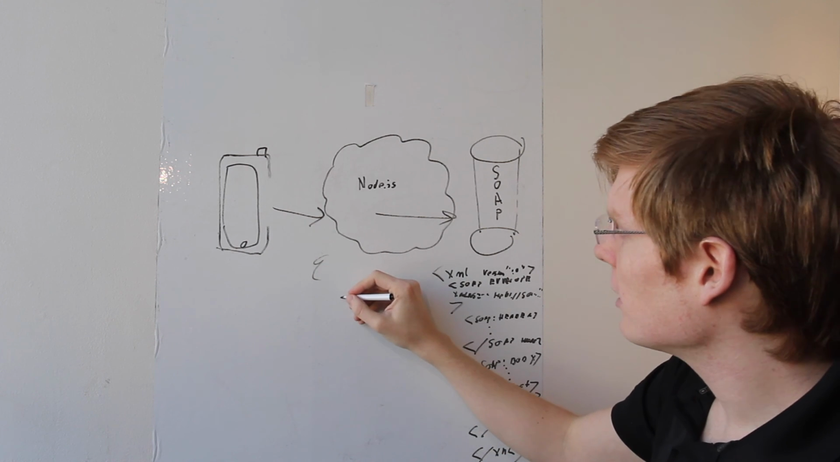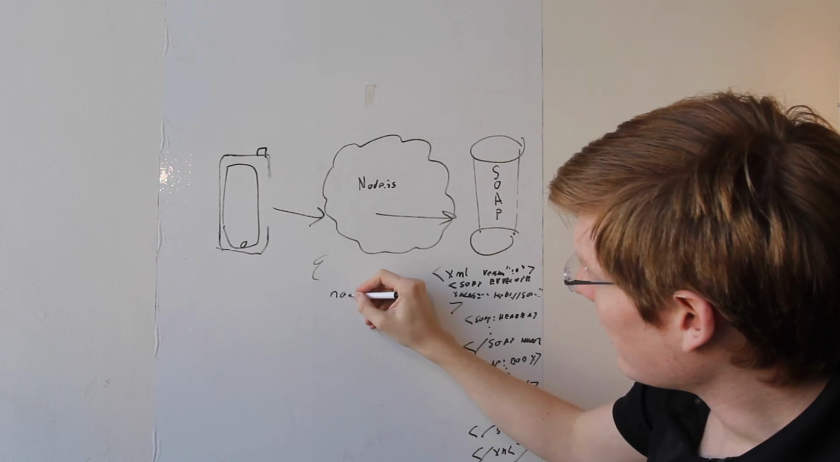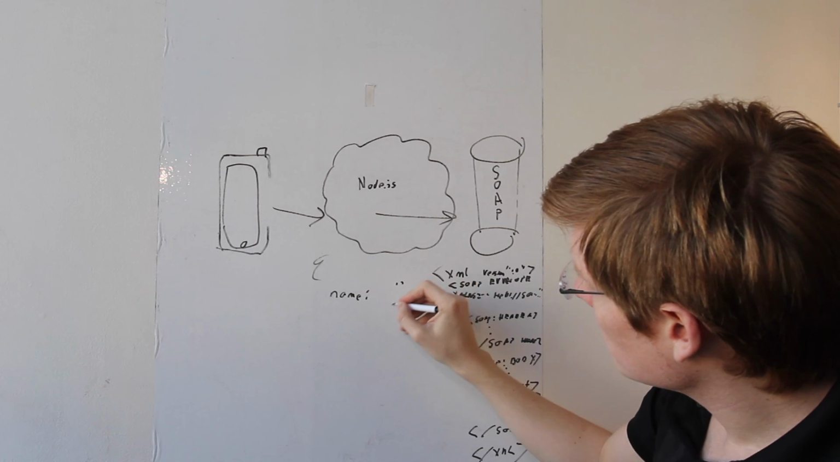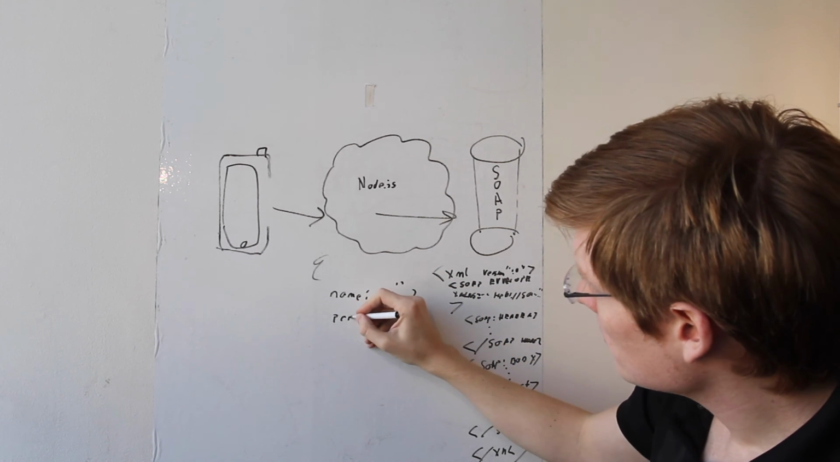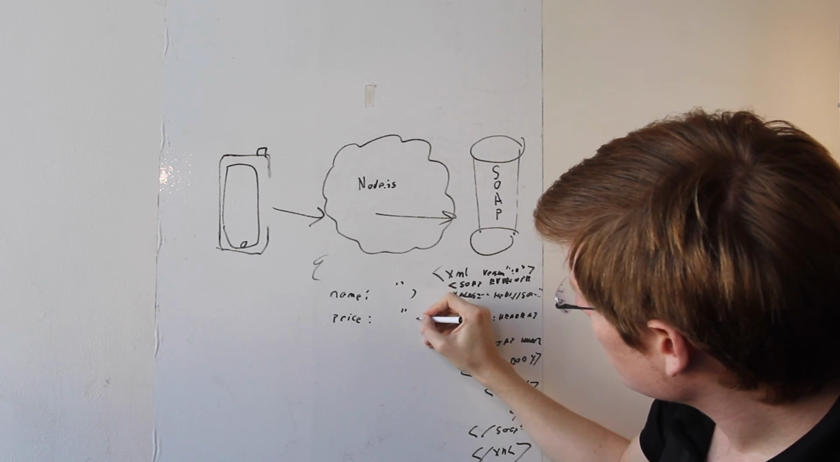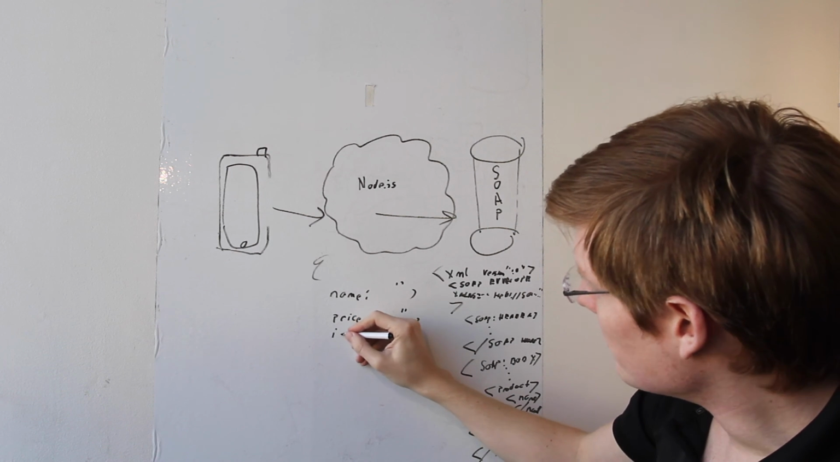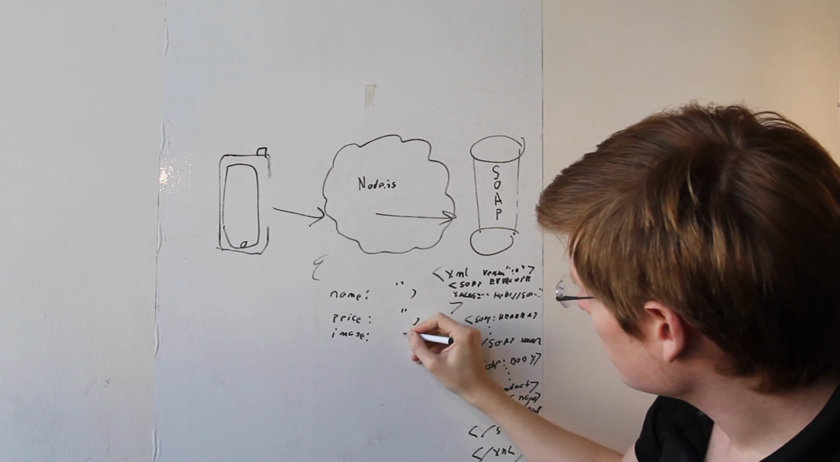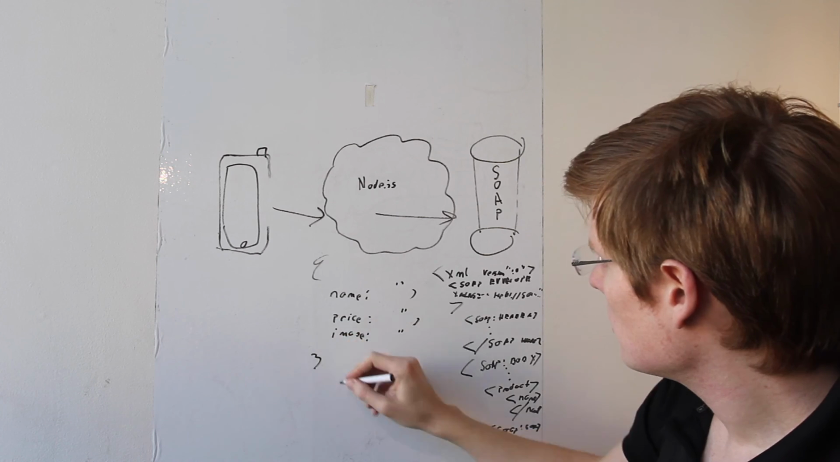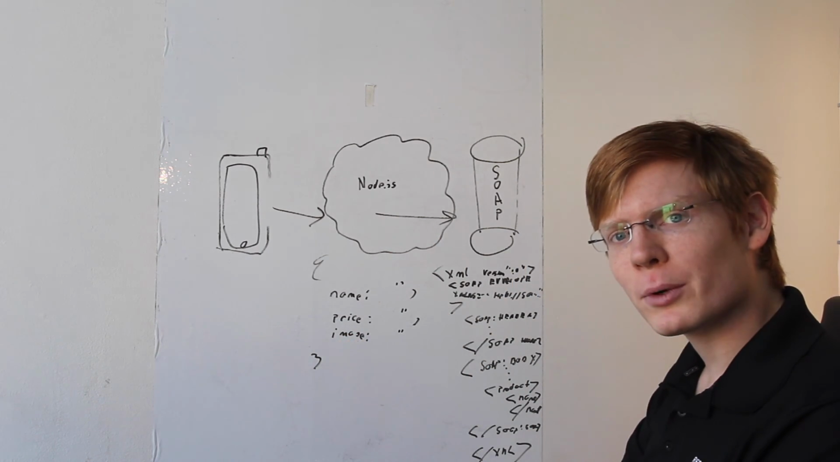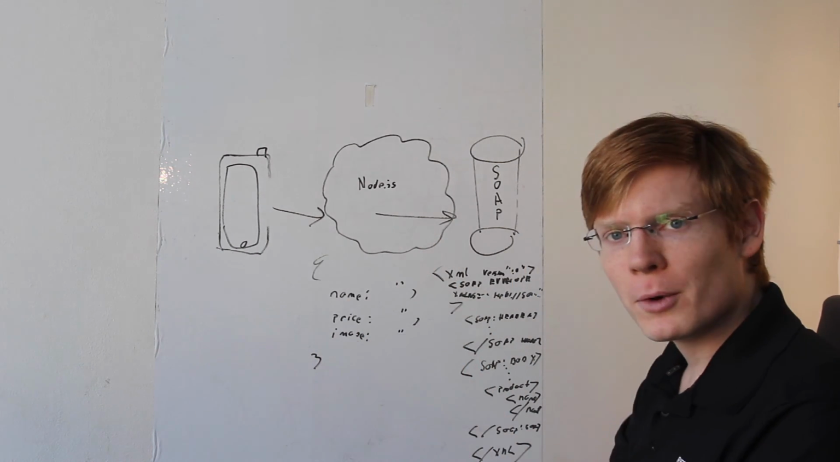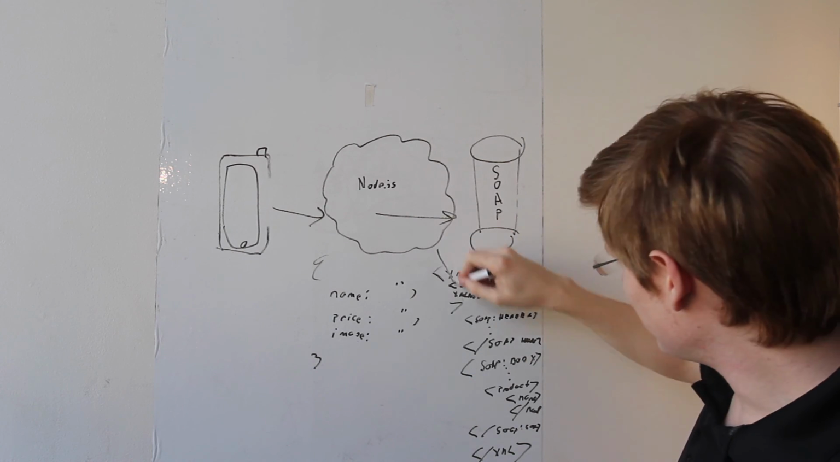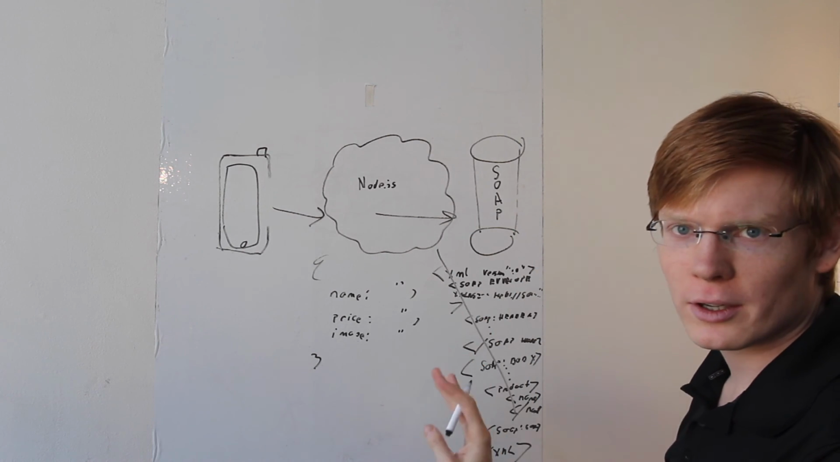A JSON body with a property name, price, and image. A much more concise protocol, much better suited for mobile, and no wasting excessive bandwidth sending all of this junk across the wire.